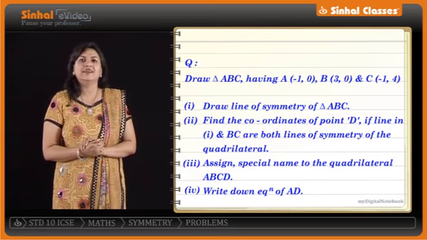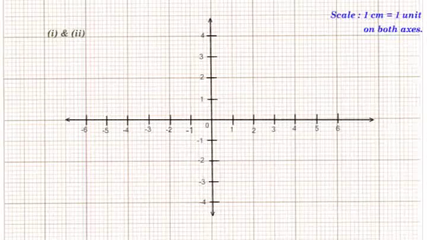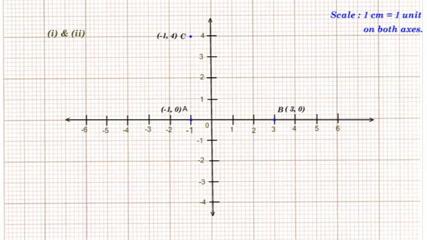ABCD. Now to solve this, we will first mark the points A, B and C as we are given their coordinates. Now join A, B and C to obtain the triangle ABC. Now if we look at this figure, we have AB is equal to AC, which is 4 centimeters. AB is 4, AC is 4. So we have an isosceles triangle.